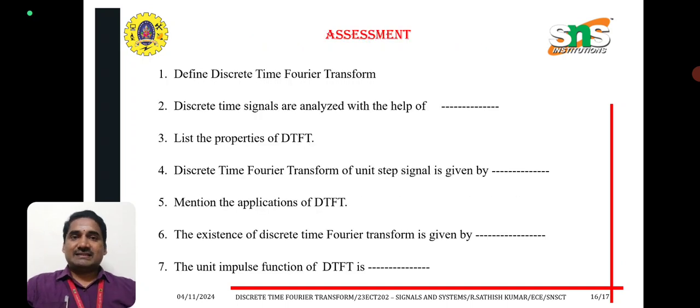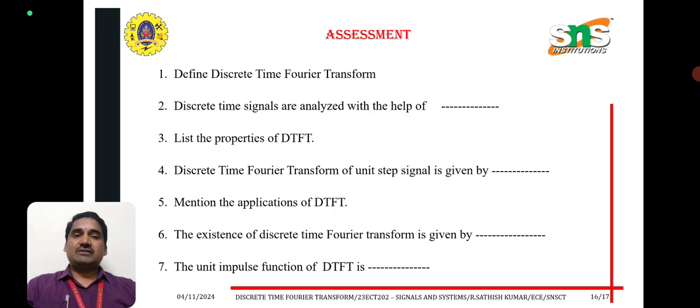Now we can see the assessment. Define discrete time Fourier transform. DTFT can be defined as X of omega is equal to summation n is equal to minus infinite to plus infinite x of n into e power minus j omega n. Discrete time signals are analyzed with the help of periodic signals.